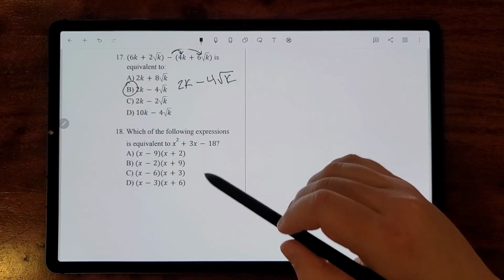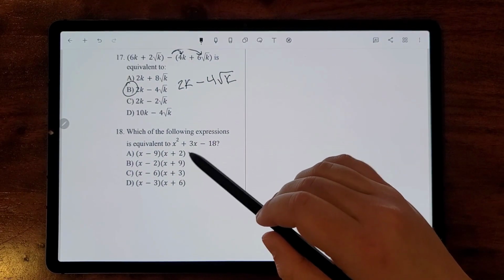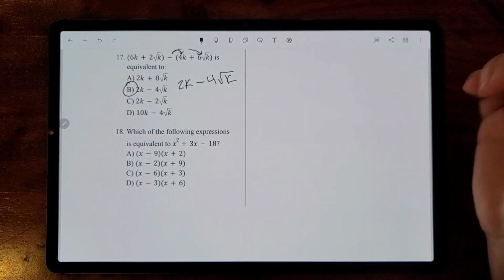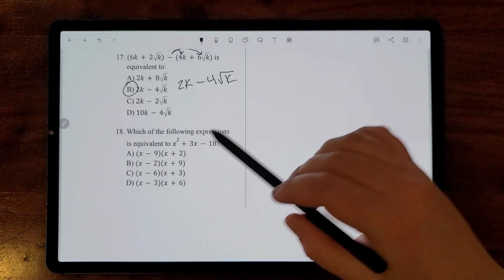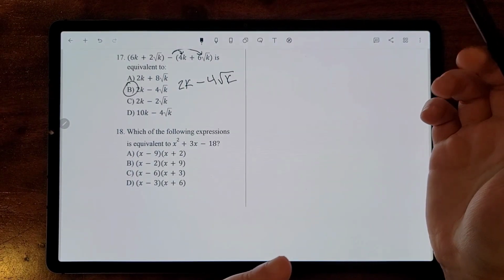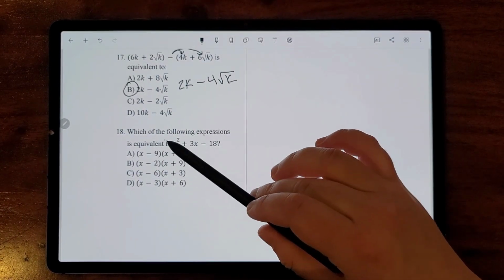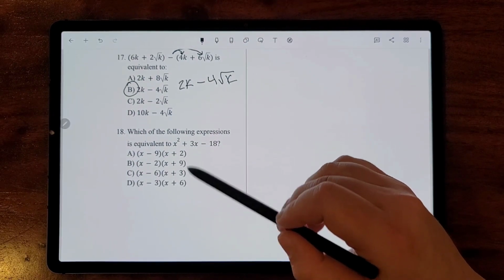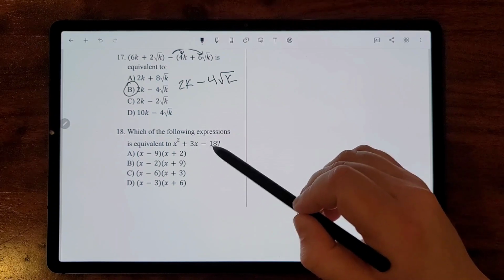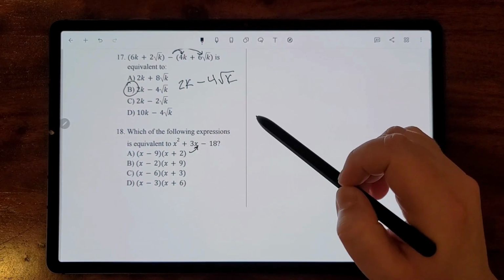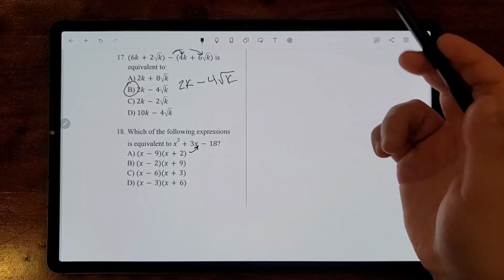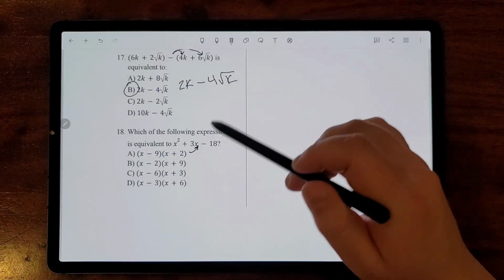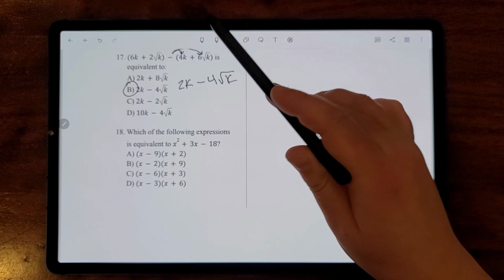And then number 18 is one of those reverse foiling ones. Now, technically, factoring is what it's called, but I just like to call it reverse foiling, because it makes more sense to me. If you're really bad at that, but you're good at foiling, you could just foil each of the answer choices and see which one, when you foil it, gets you back to this original expression. Which you kind of already have to do when you're factoring in your head anyways. So I'll show you how that works.